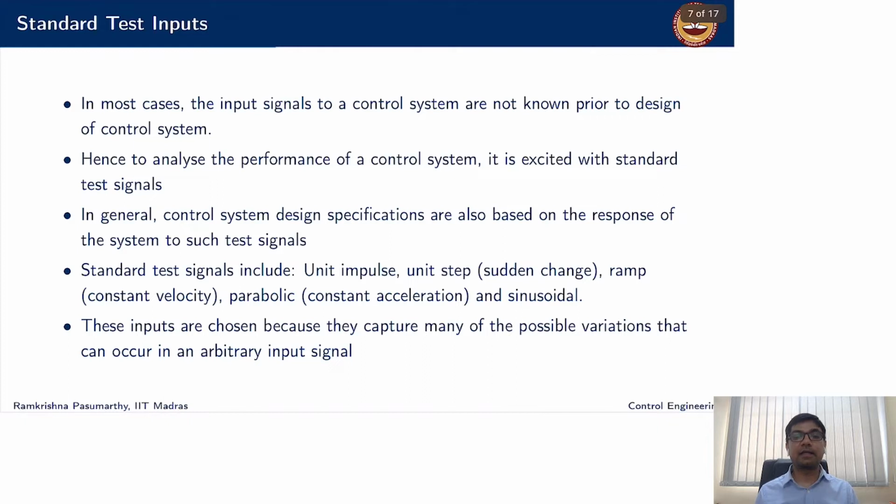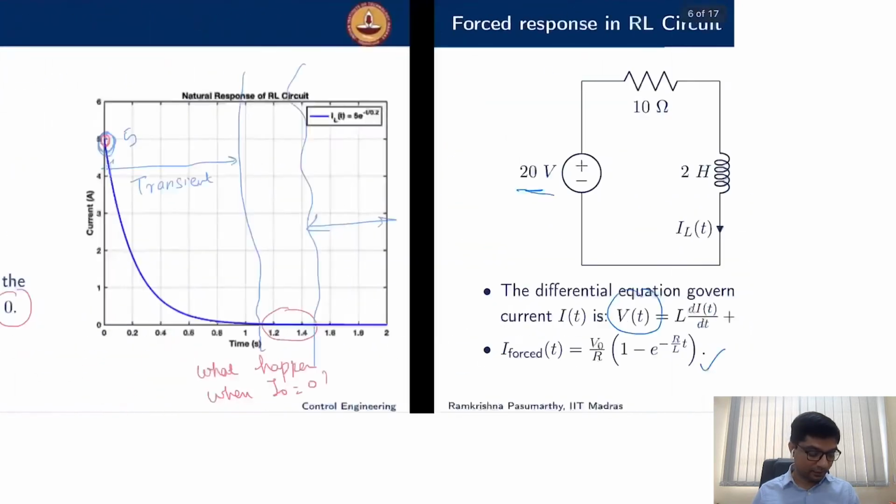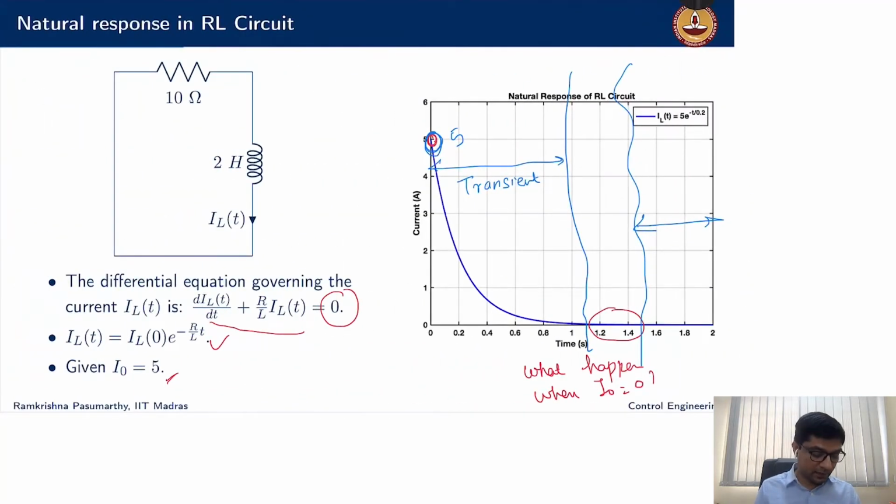Here my standard test signals would include a unit impulse, or just an impulse, which essentially means that physically I'm just looking at how the system responds to any non-zero initial conditions without any input. As a simple example, here I'm just looking at a non-zero initial condition and no input. So I just call this the impulse response or the natural response.